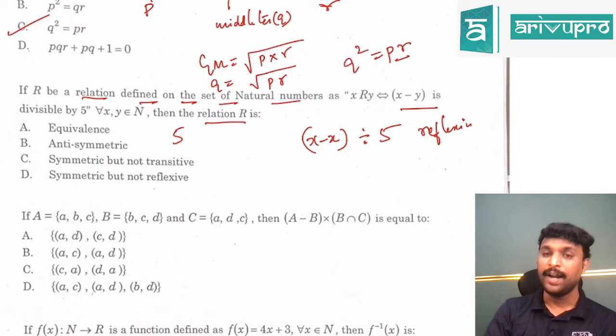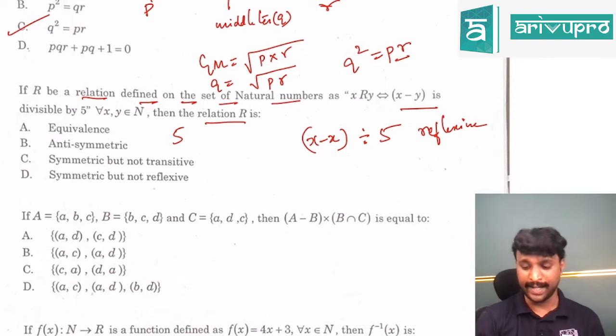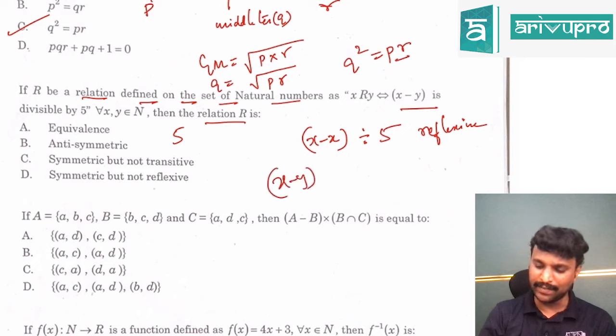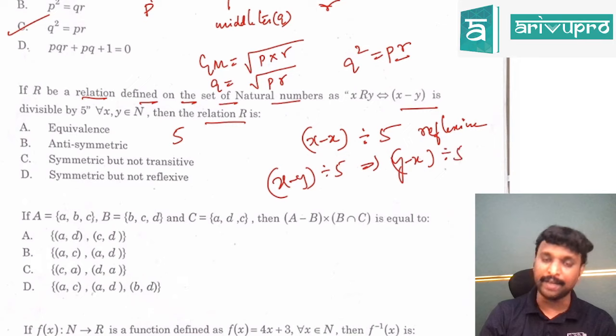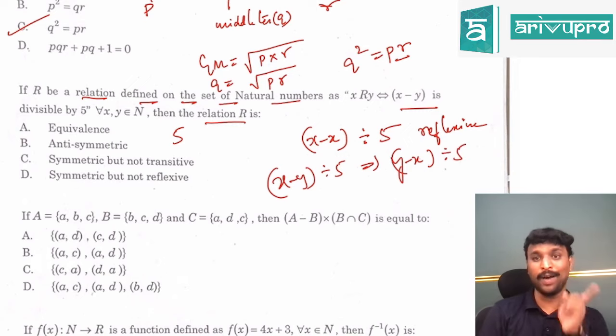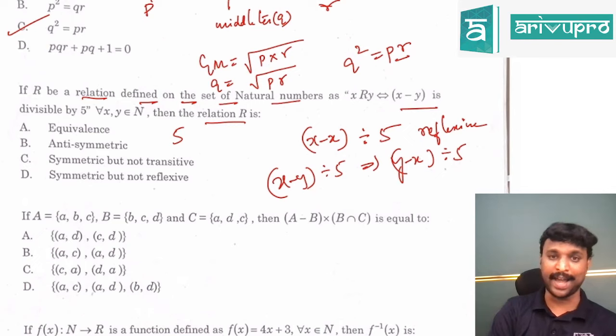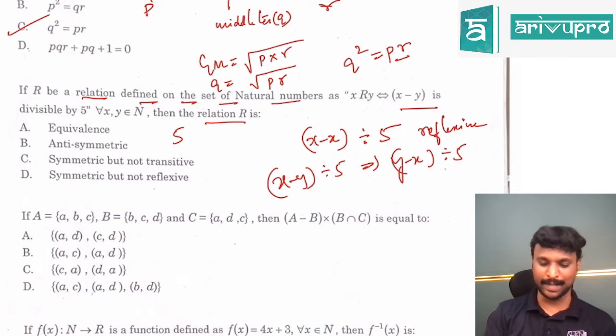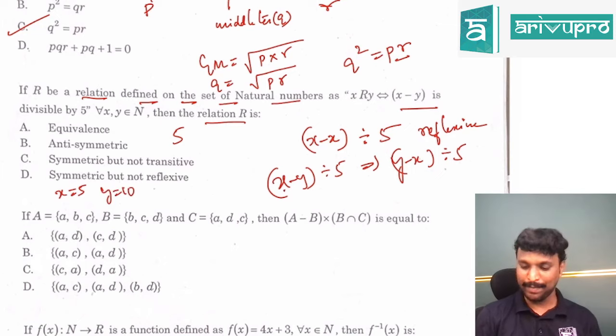Correct? Now check for symmetry. Guys, if x minus y is divisible by 5, definitely y minus x is also divisible by 5. If (x, y) belongs to R, then (y, x) should belong to R. That is symmetry. Yes or no? If you want, you can take an example, x equal to 5, y equal to 10. Guys, 5 minus 10 is what?